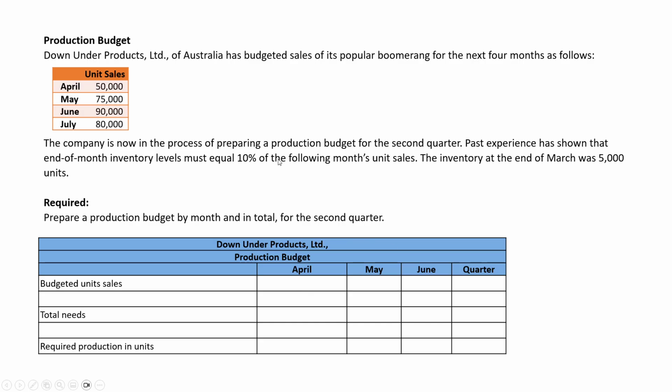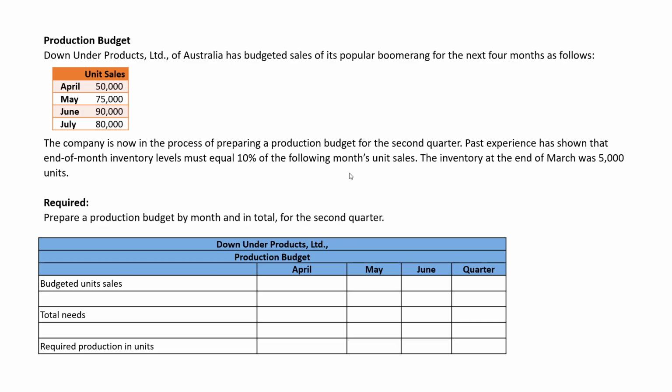April, May, and June. You can budget whatever periods you want. You can do quarter for the year, month for a certain quarter, month for the year, whatever is best for you. But here they've asked us to do the second quarter of the production budget and break that down by month. They've already given us budgeted sales for April, May, and July. And I'll note we also have to look through are there certain inventory levels that they create an expectation. Past experience tells us that end of month inventory levels should equal 10% of the following month's unit sales.